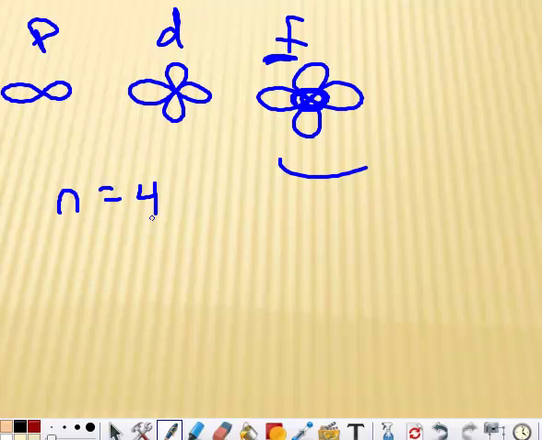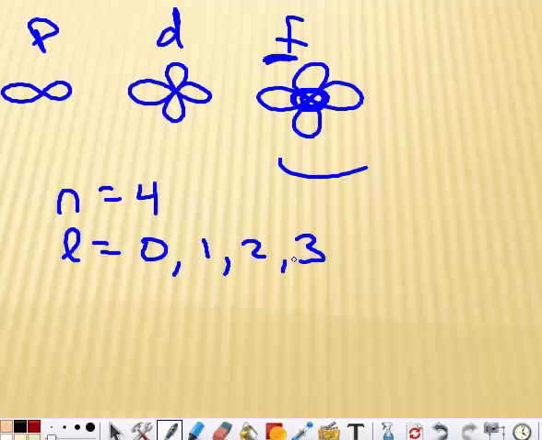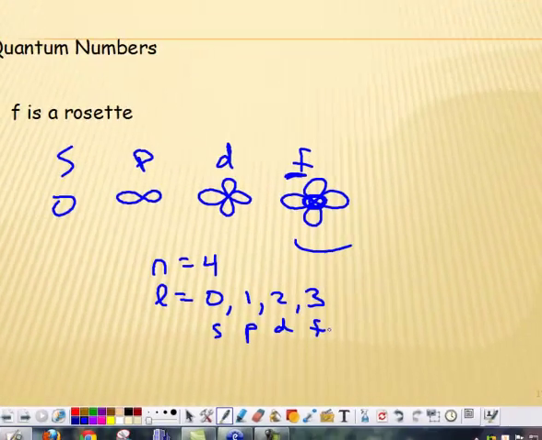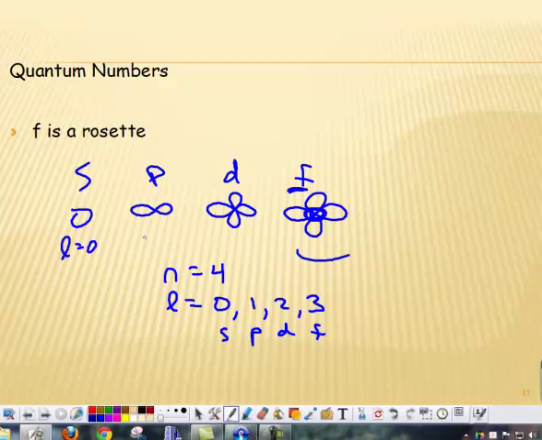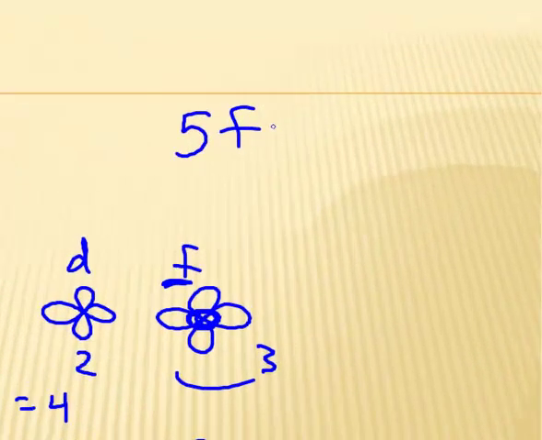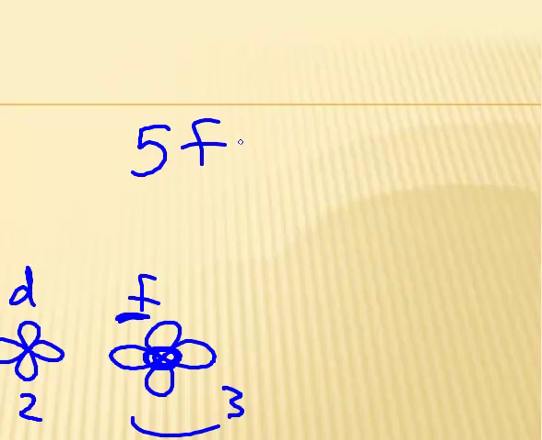So if n is 4, L is 0, 1, 2, and 3, to n minus 1: S, P, D, and F. So this would be an L value of 0, an L value of 1, an L value of 2, and an L value of 3. So if you had the 5F, we've called that a sublevel. What that really is known as is an orbital designation.